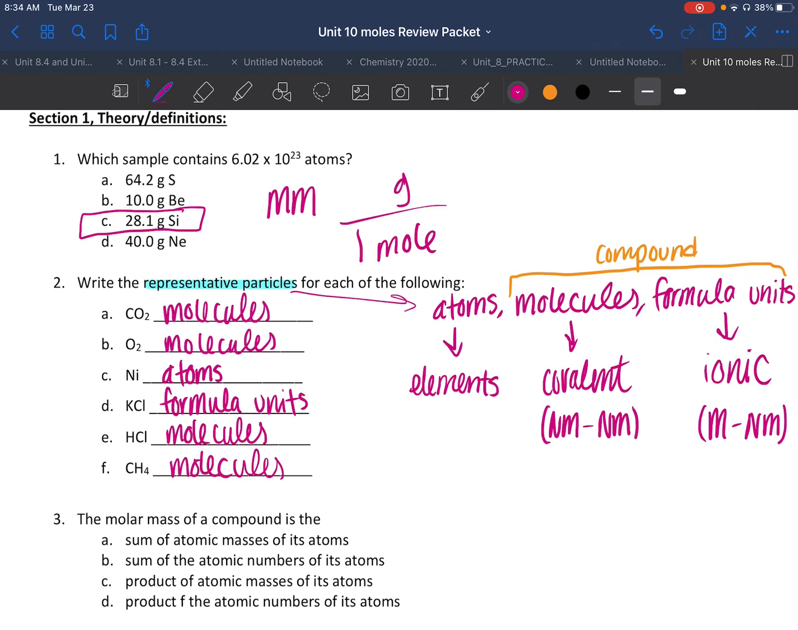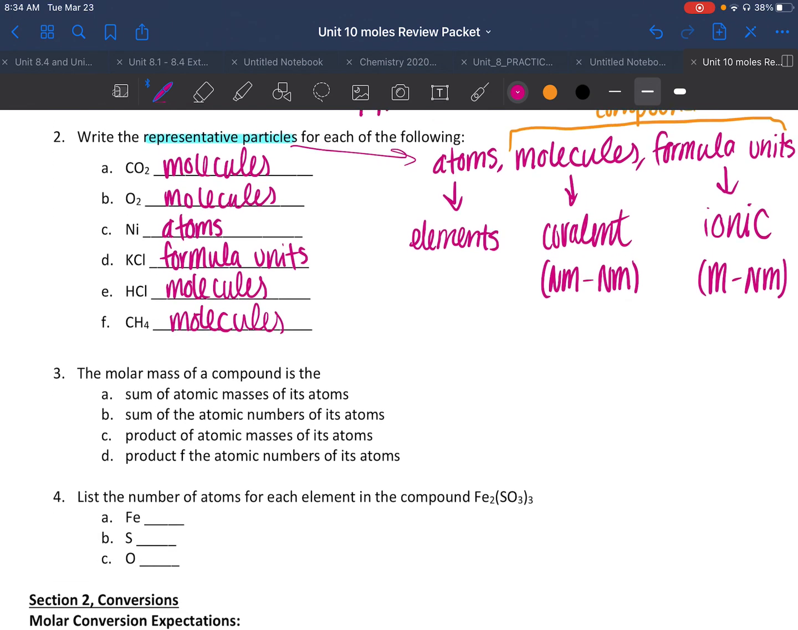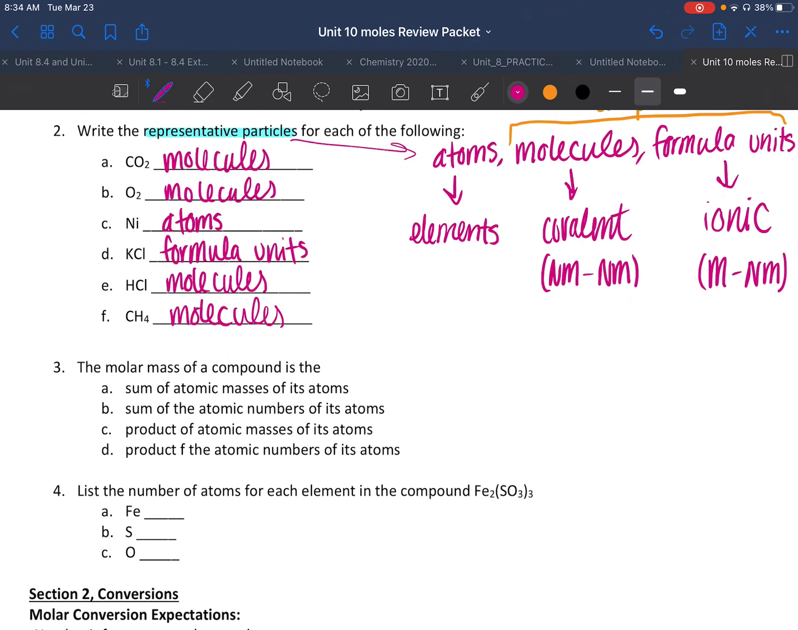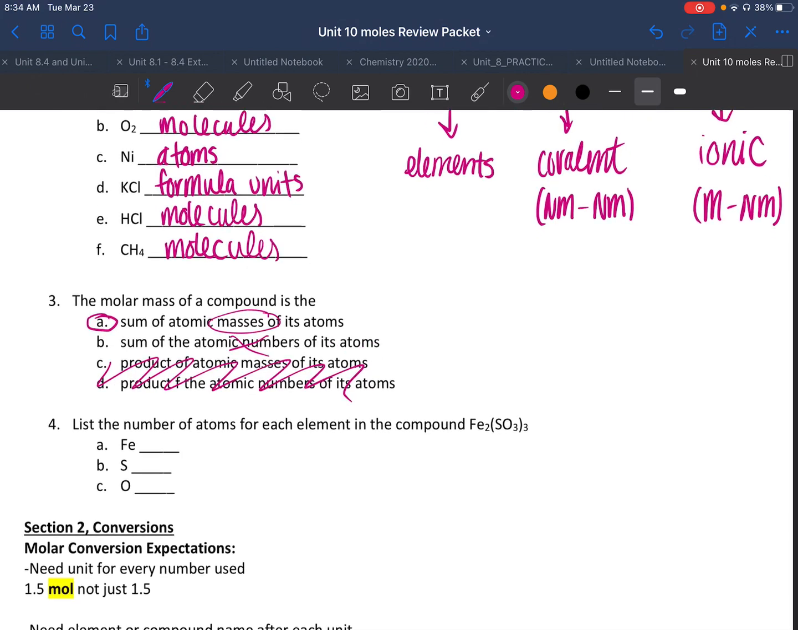All right, moving on. This is just a definition. Can you tell me what molar mass is? Well, the molar mass is just the sum. So we're not dealing with anything with products. We're always adding here. But it's not the sum of atomic numbers, but the masses of its atoms. So A is the correct answer here.